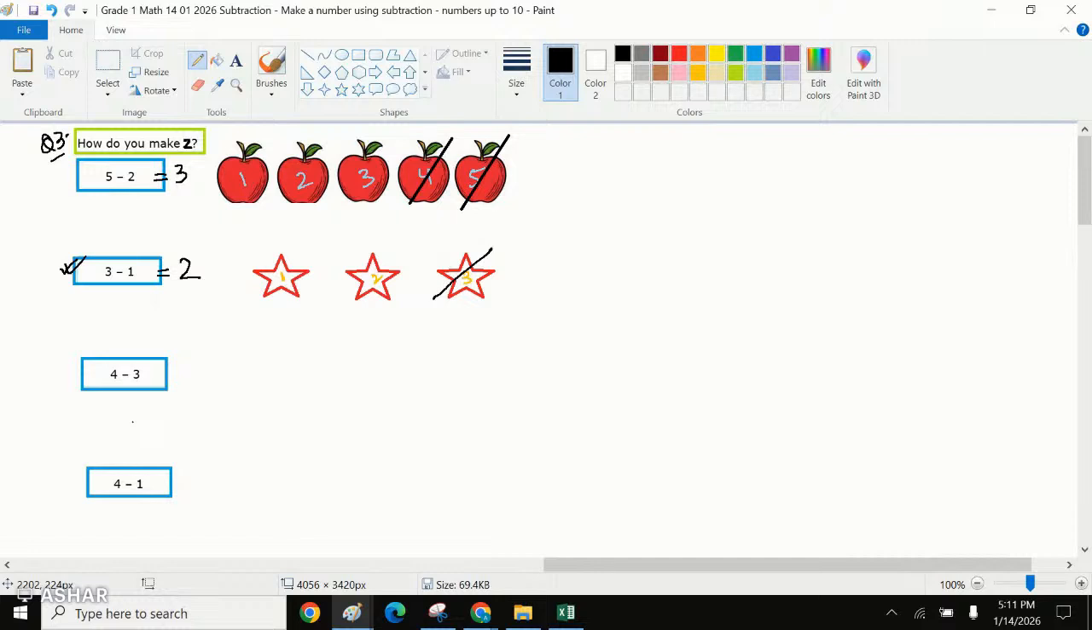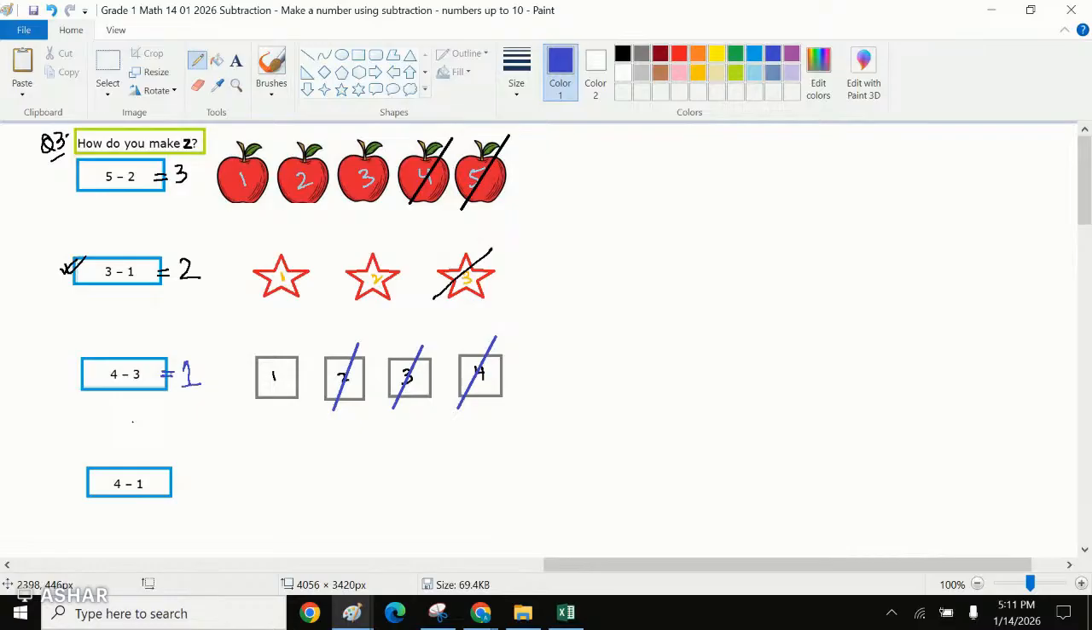Looking at the next, 4 minus 3. So let's suppose we have 4 boxes, 4 squares, 1, 2, 3, and 4. We need to remove 3 out of these. So if I say 4 minus 3, that means we remove 3, 1, 2, and 3. What are we left with? We are left with 1. Agreed?